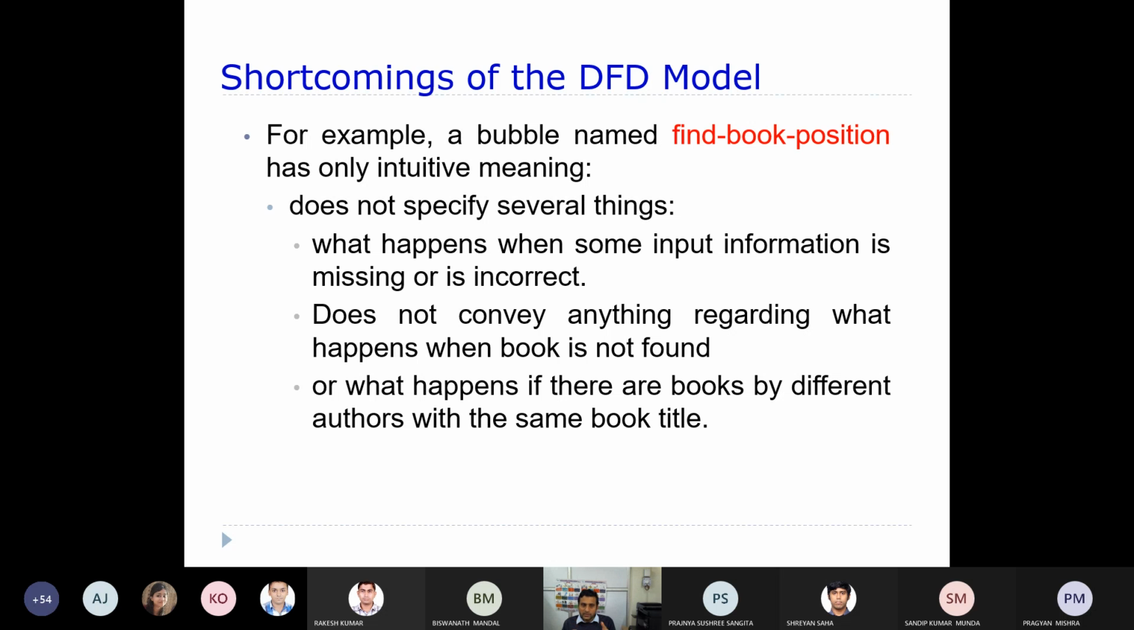This much only it is telling. There are certain other things associated with this function, but the label does not tell them because we are giving a label to this function. What happens if there are books by different authors with the same book title? There are many scenarios as part of each and every use case, and those scenarios are not implicitly coming when you give a label. We cannot define all of them implicitly or explicitly, which is quite difficult again.